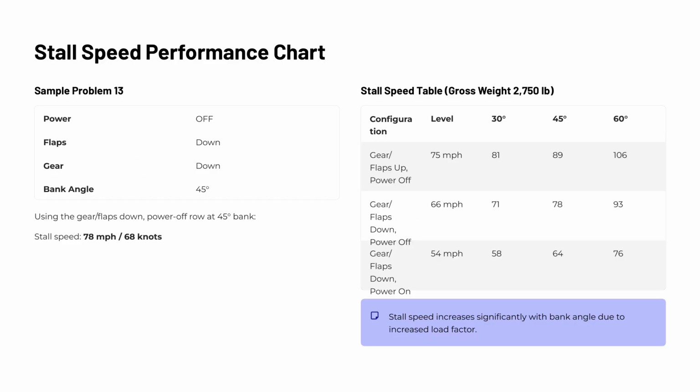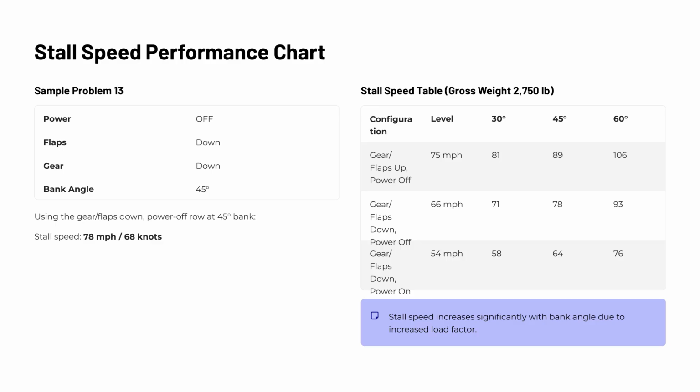Let's work through sample problem 13 using the stall speed performance chart. Our conditions are power off, flaps down, gear down, and a bank angle of 45 degrees. We go to the gear and flaps down, power off row, and read across to the 45-degree bank column, which gives us a stall speed of 78 miles per hour or 68 knots.